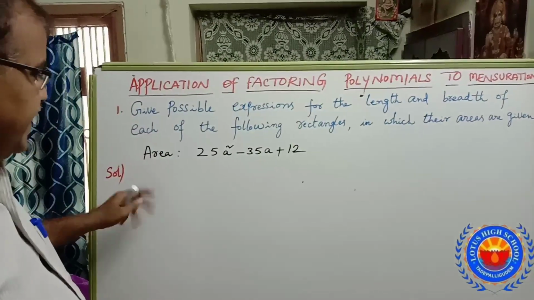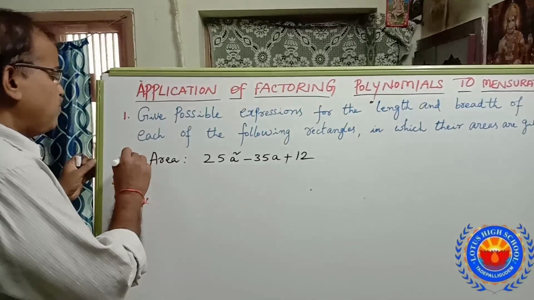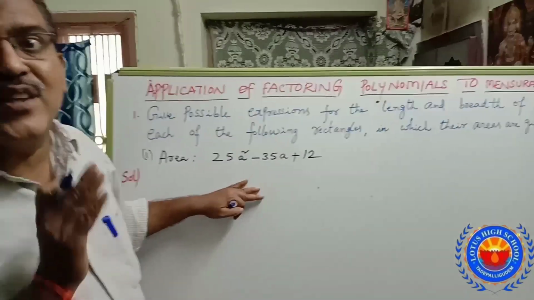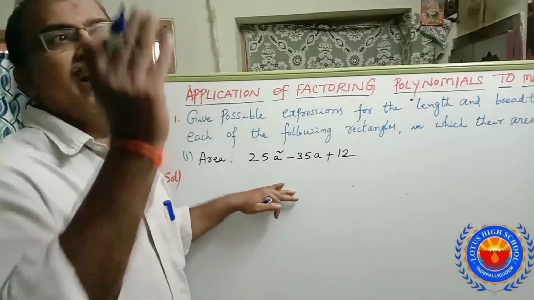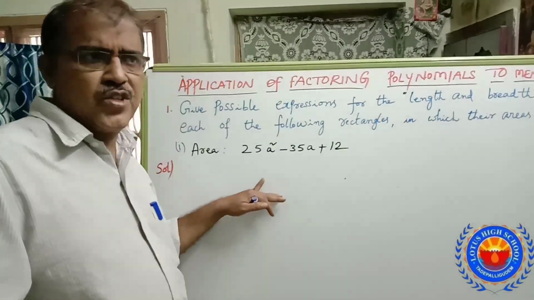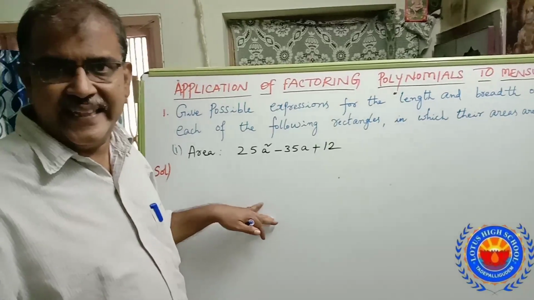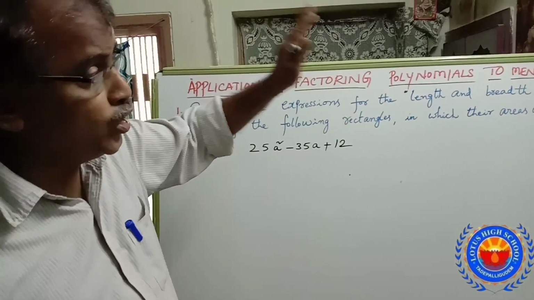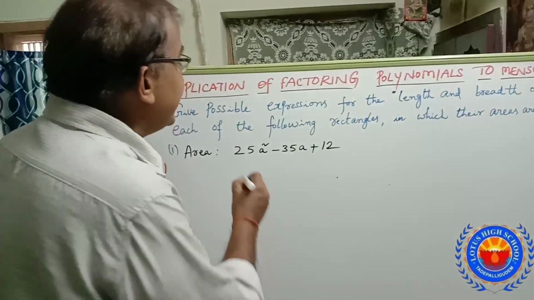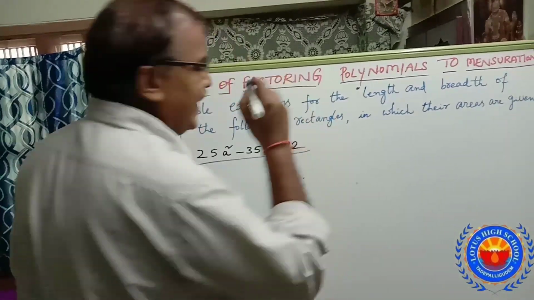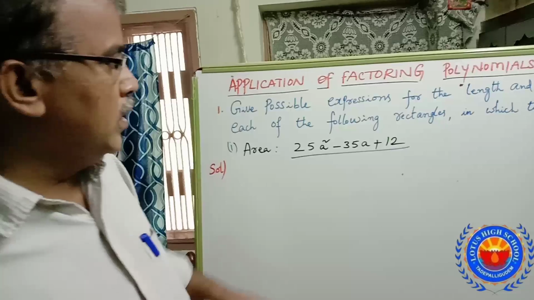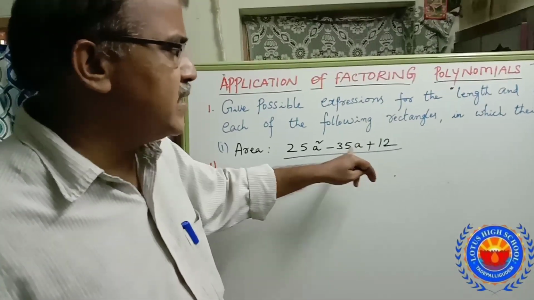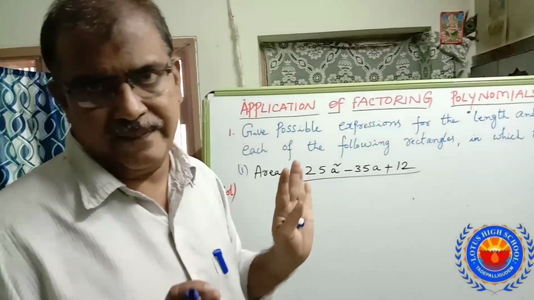So, the first question is, this is the first one. Area is given. This is the area of the rectangle. Normally, the area of the rectangle is 20 centimeter square, 38 centimeter square, like that. It is from algebra. That's what application of factoring polynomials to mensuration. Here, area is given. Now, the area is 25a square minus 35a plus 12 units square.